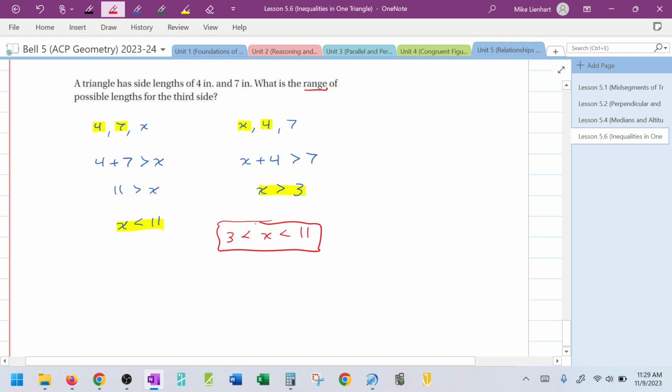All right? Now, if you paid attention, there's actually a shortcut here. If you look at the two given sides, 4 and 7, if I subtract them, or take the absolute value of the subtraction, that gives me what is known as the lower bound. And if I add them, that gives me the upper bound. So that's a little shortcut for anybody that paid attention through the whole video.